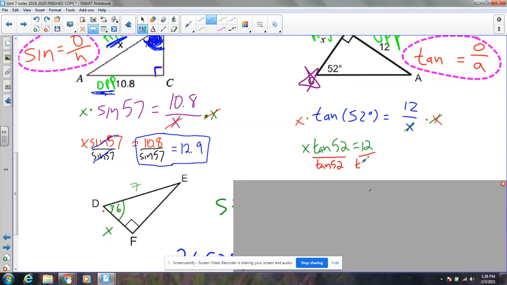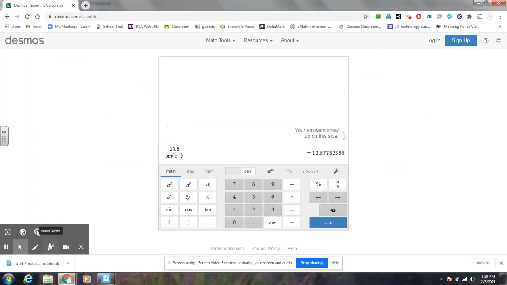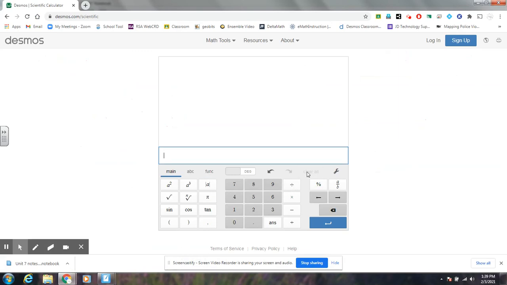So to get the x by itself, I'm going to divide both sides by the tangent of 52. Those go away. Here's my answer. 12 over tan 52. Back to my calculator. Let's clear all. 12 over tan 52. Boom. Answer about 9.4.